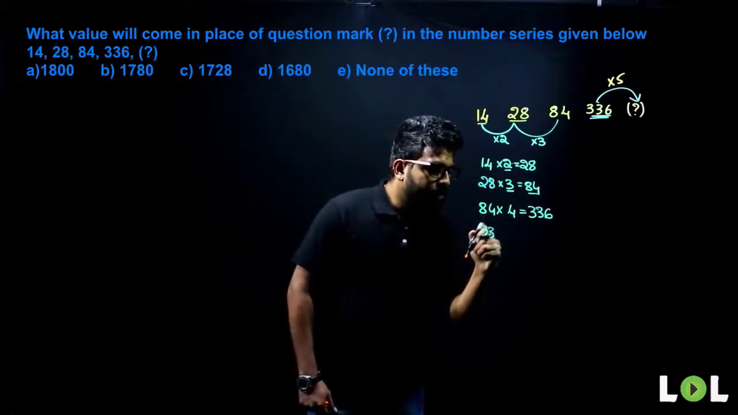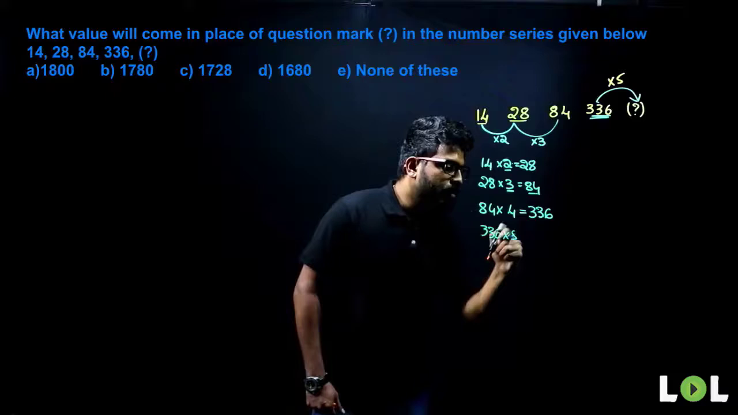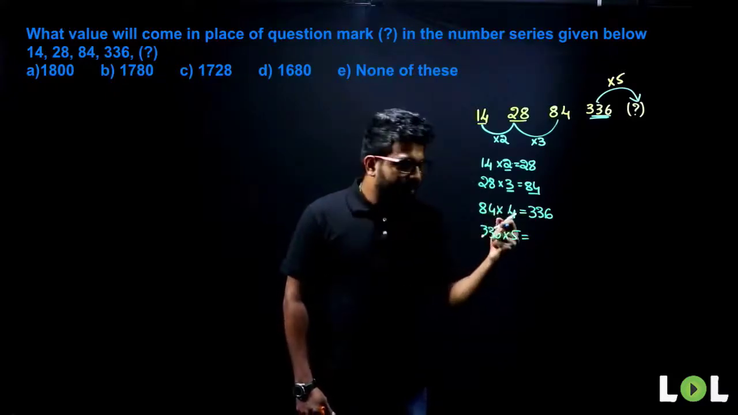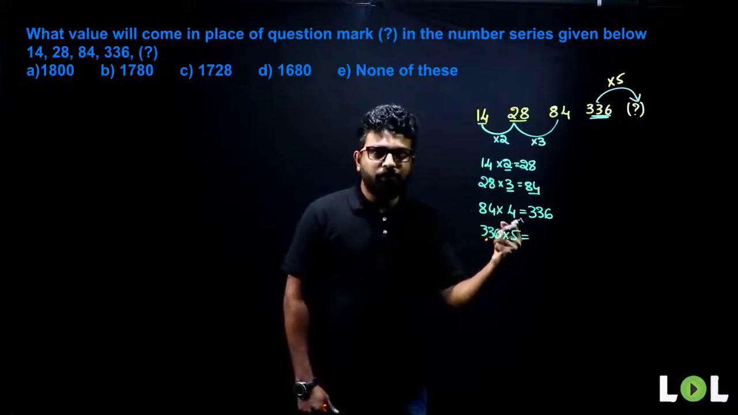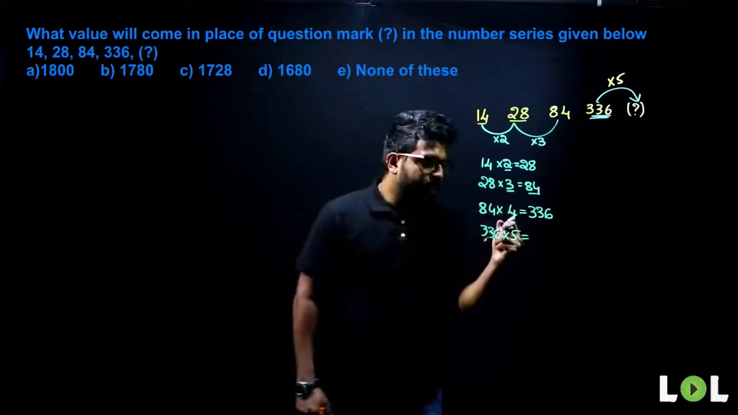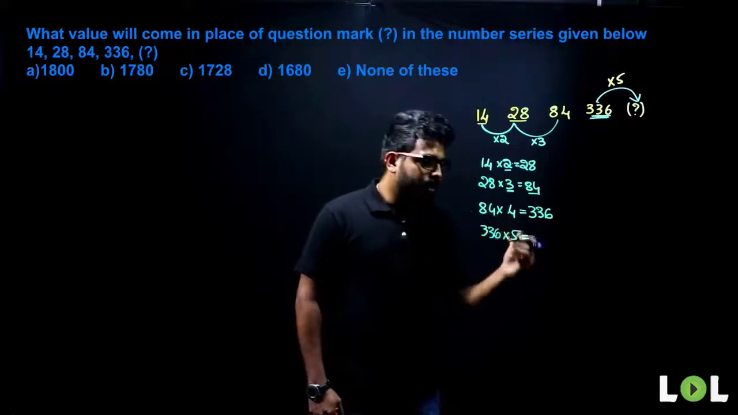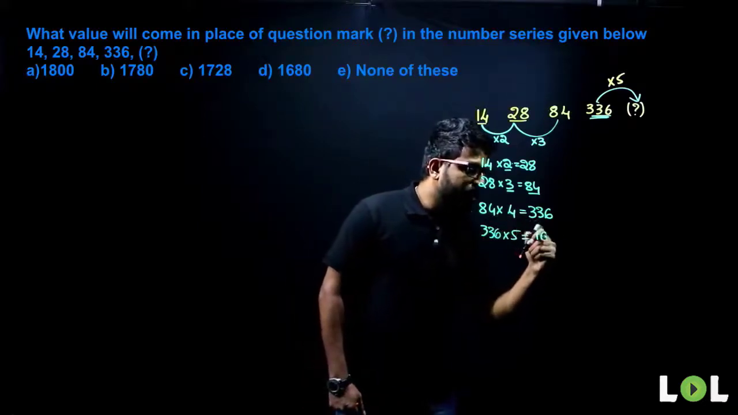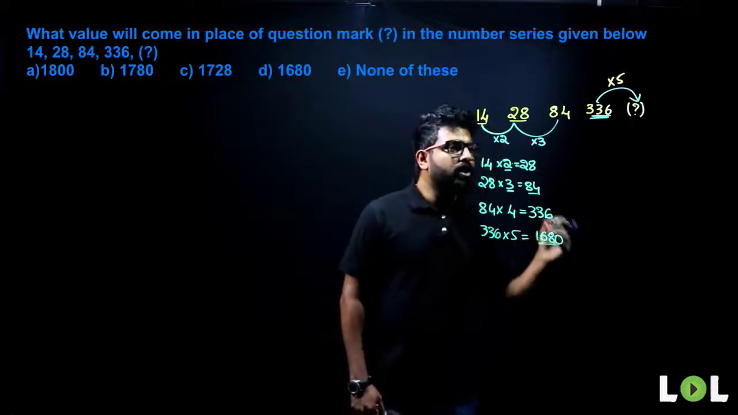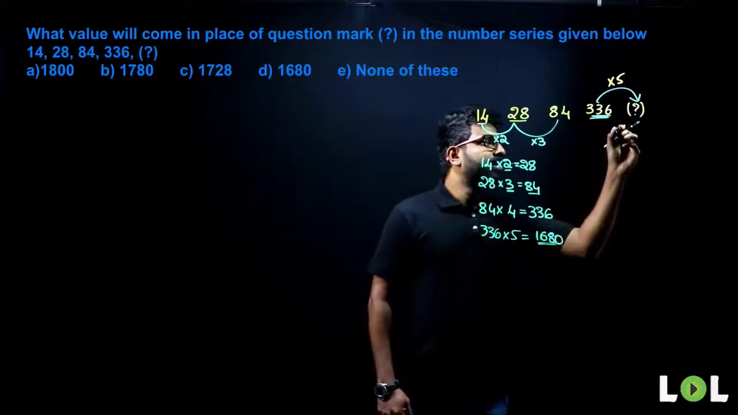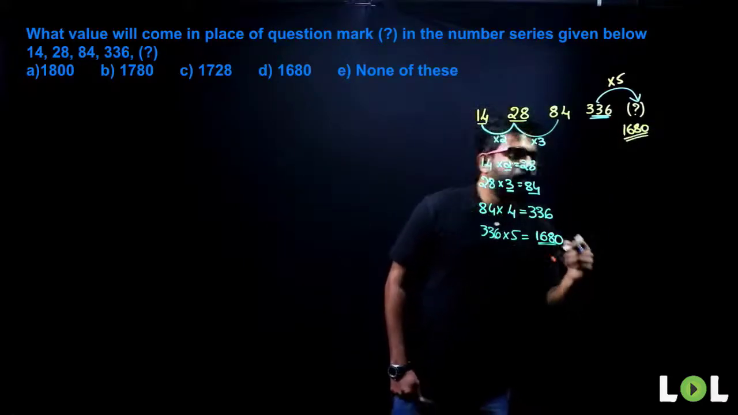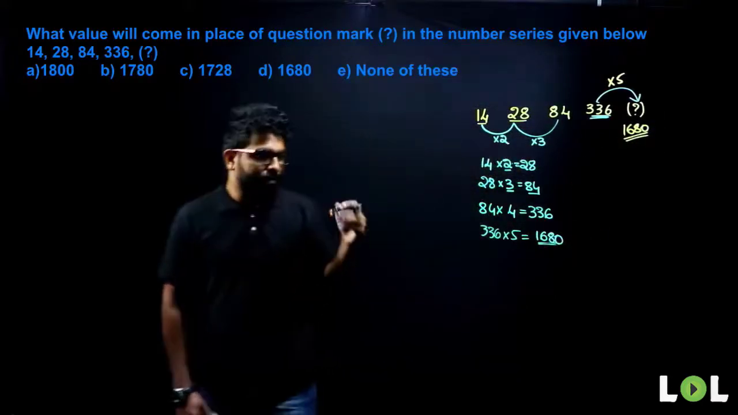So 336 into 5. 300 into 5 gives me 1500. 30 into 5 gives me 150. So 1500 plus 150 gives me 1650. Plus 6 into 5 gives me 30. So my answer here will be 1680. If you have already got this correct answer, very good. So my missing term here was 1680.